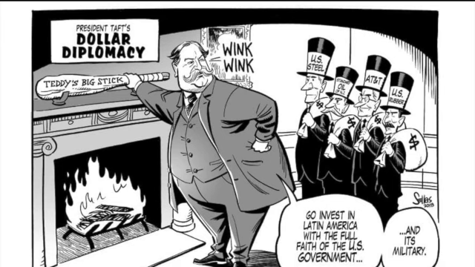Americans began investing in oil wells, railways, mines, and plantations. Instead of just focusing on projecting power like Teddy Roosevelt, Taft wanted to protect American business interests in Latin America and the Caribbean as a priority.